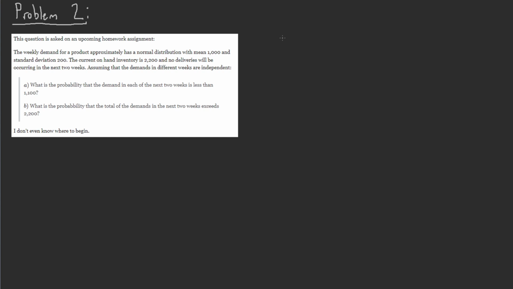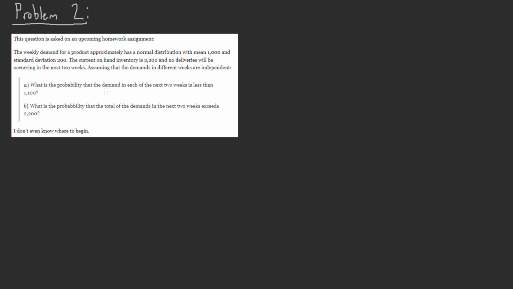Assuming that demands in different weeks are independent, then A, what is the probability that the demand in each of the next 2 weeks is less than 1,100? And B, what is the probability that the total of the demands in the next 2 weeks exceeds 2,200? And the student informs us that he does not even know where to begin. Okay, so let's see if we can figure this out.